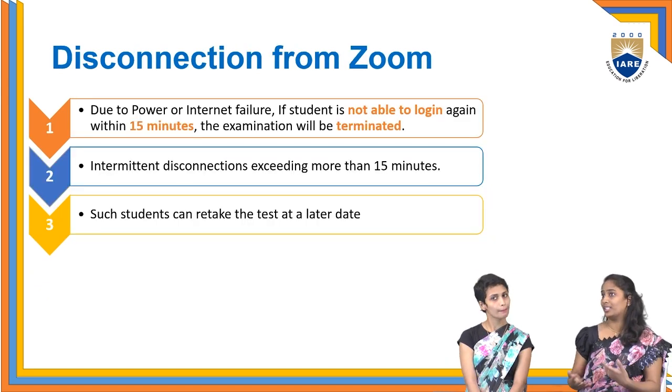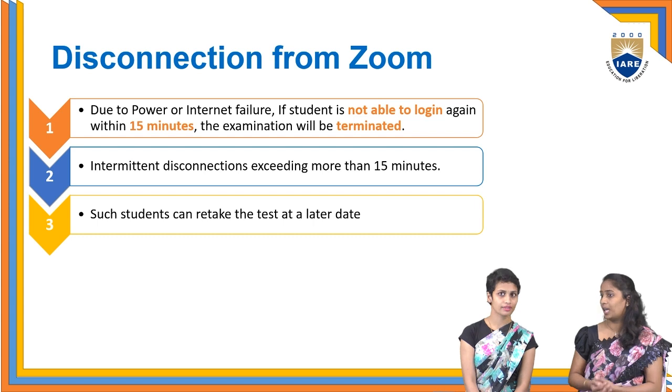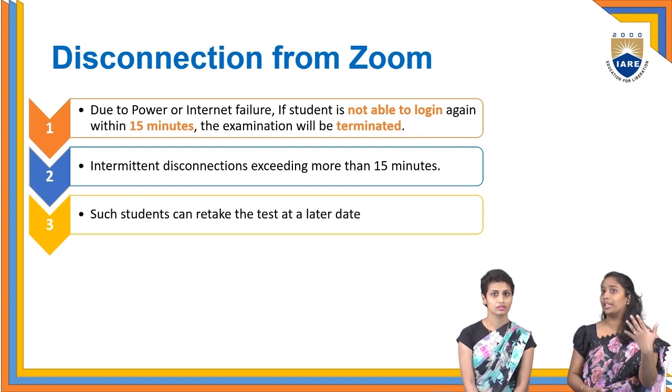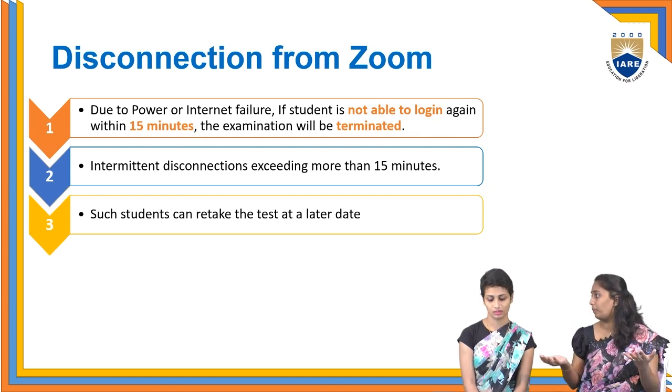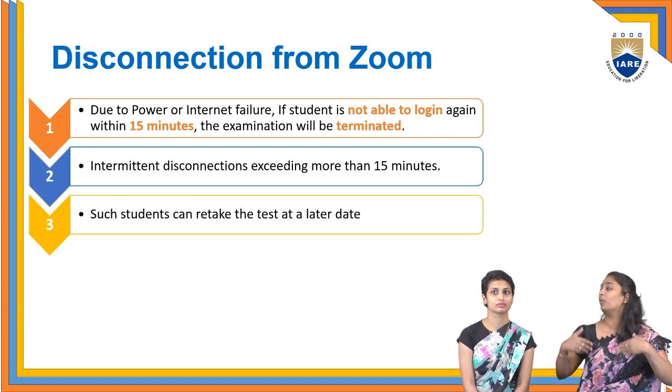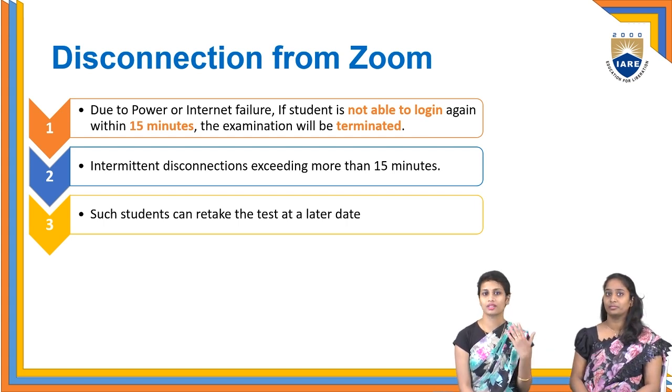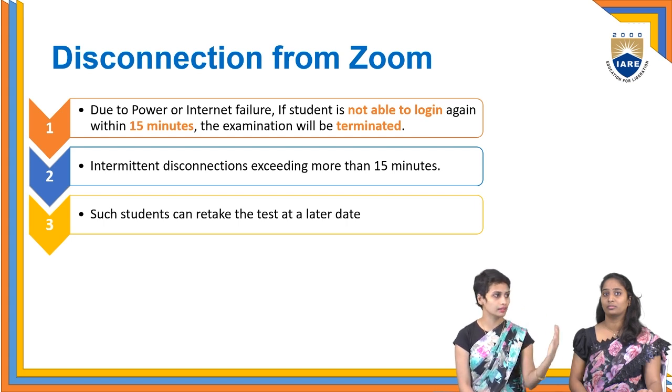Okay. Since this is again a virtual examination, there will be so many issues students face. That can be an internet issue or that can be due to power failure. So how can we overcome disconnection from Zoom? Yes, I understand there will be disconnection for any kind of reason. So for this reason, we do accept intermittent disconnection, but this disconnection should not exceed more than 15 minutes. If any candidate exceeds 15 minutes, he can retake the exam at a later date.